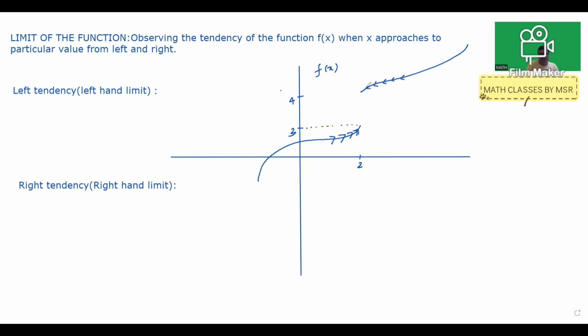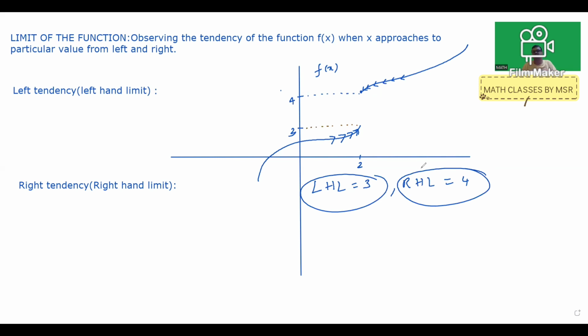The value is approaching from the right of 2, and the function value is approaching 4. That means its left hand limit is 3, whereas the right hand limit is 4. Left hand limit is 3, right hand limit is 4.